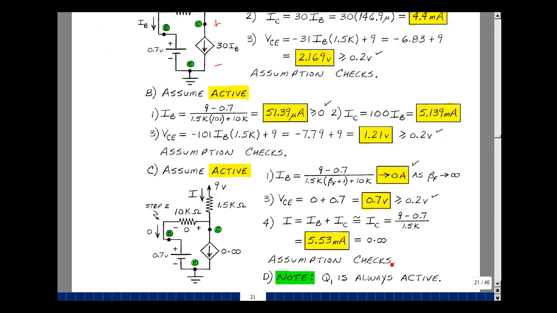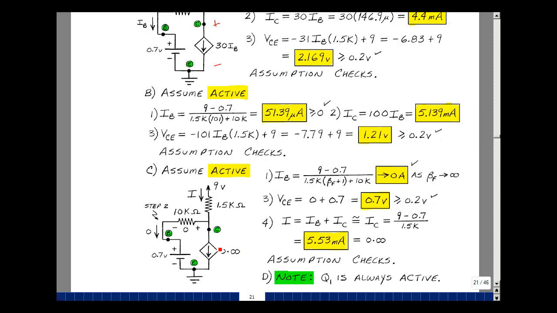Our assumption checks. We have a voltage greater than 0.2, and we have a base current greater than 0. What kind of problem is this where we're letting beta approach infinity? Clearly beta F is not equal to infinity, but if we assume that it's a very large number, then what happens is we don't have to solve for the base current. We just assume it's a small number but positive. And that cleans up a lot of the algebra in the problem.